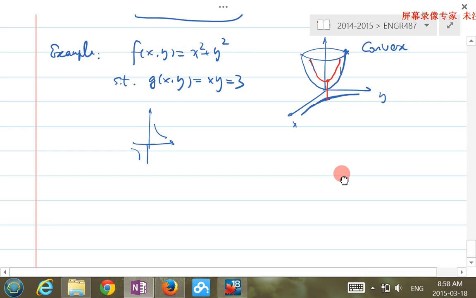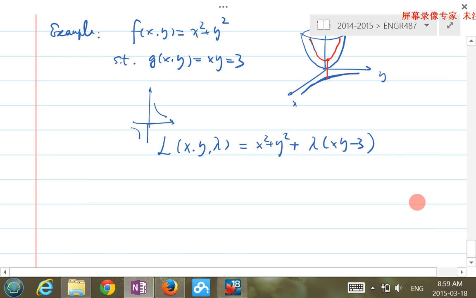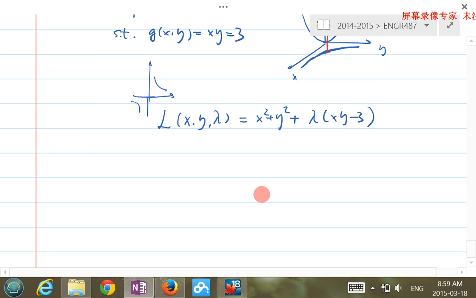Okay, so here's what we can do. We can use our Lagrangian here. So form a Lagrangian using the constraint and the cost function. We're going to form our Lagrangian like that, and then we're going to calculate the gradient of this and set it equal to 0. So we get three equations.